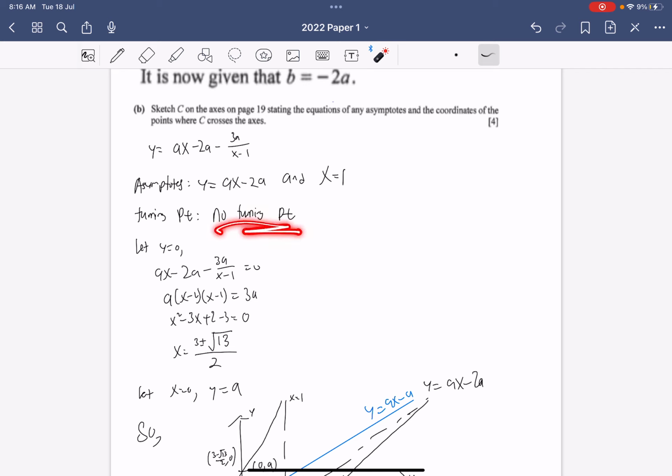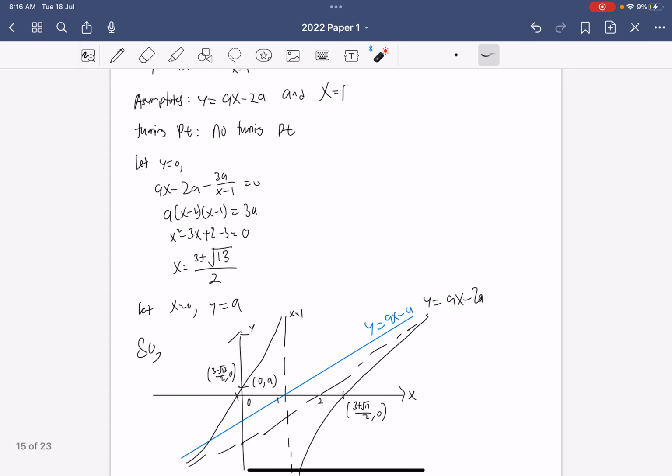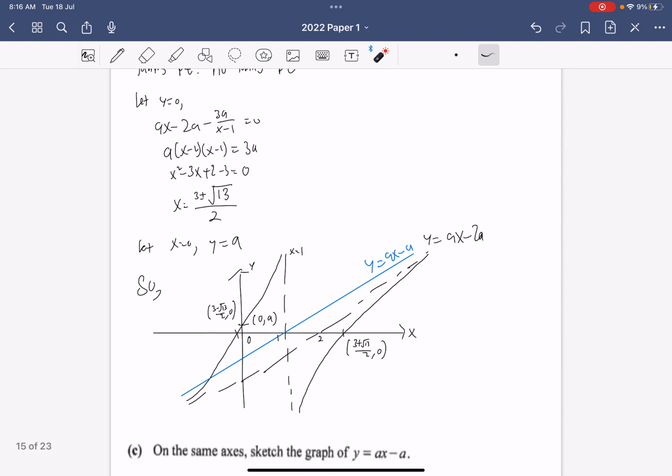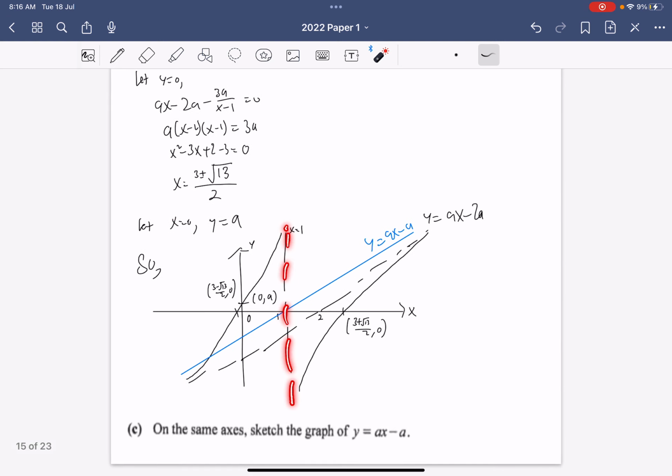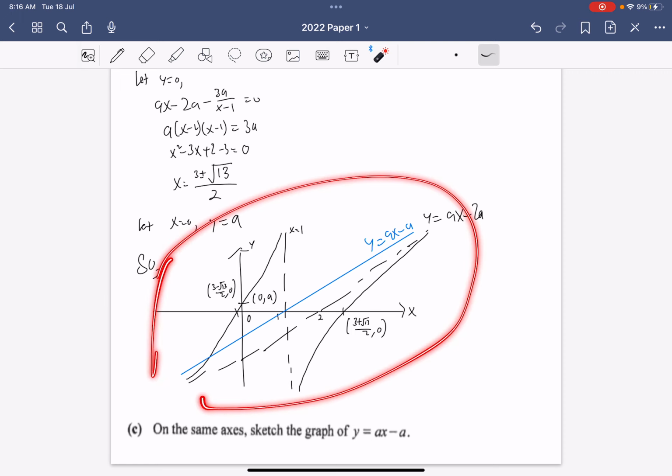We know that there will be no turning points, and what we are left with is to find the points of intersection. So you let y equal 0 and find x. And for x equals 0, y equals a. So you just need to draw it out correctly, and it should get you the answer. Yes. So this is how you should sketch the graph.